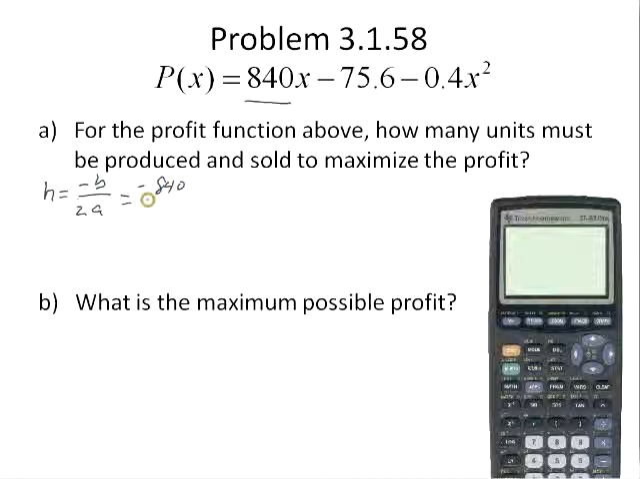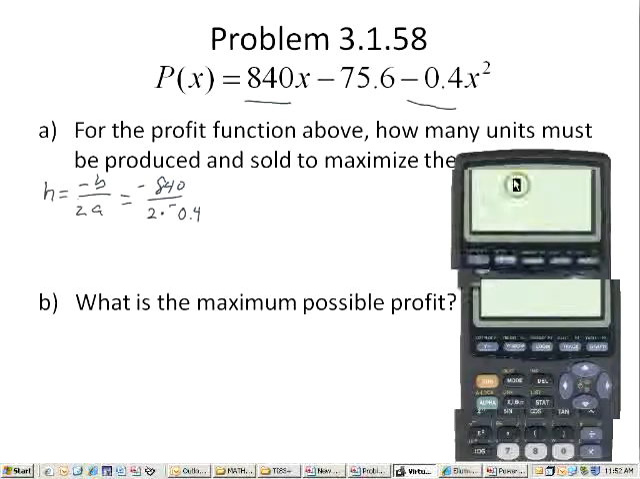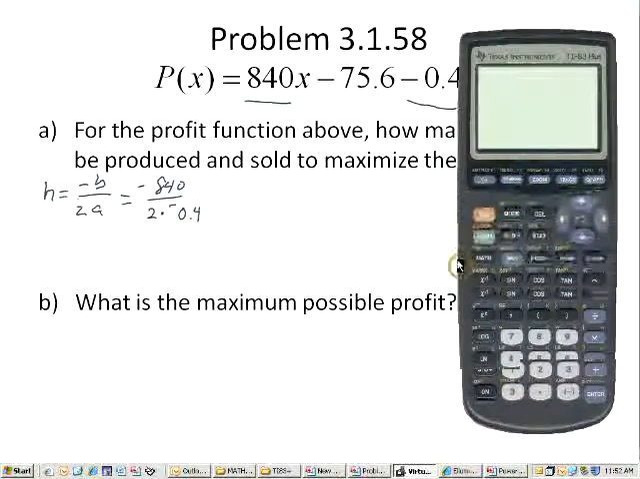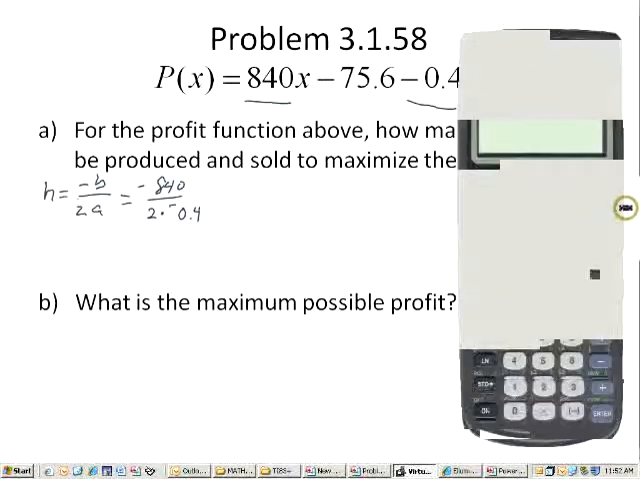So I'm going to have negative 840, and this is then divided by 2 times, and our a number is the coefficient of the x squared term. So this is negative 0.4. What I'm going to do is take my calculator here. Let's make it a little bit bigger so that we can all see it, move it up. And what we're going to do is compute what this is.